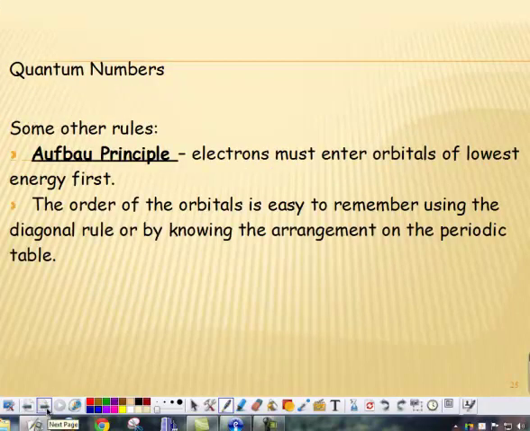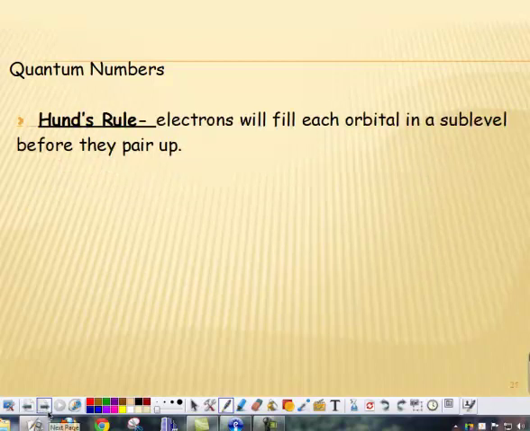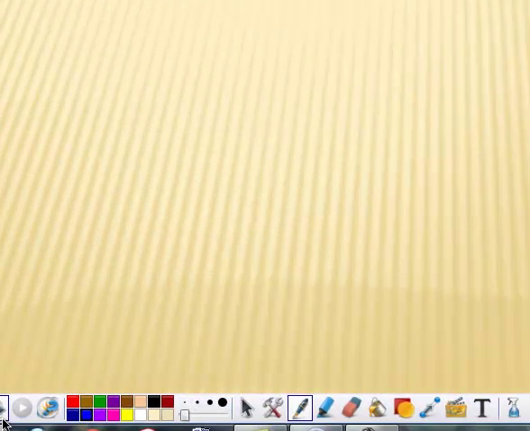The Aufbau principle we already discussed. That said, electrons will enter orbitals of lowest energy first. The easy way to remember that is by the diagonal rule or by the arrangement on the periodic table, going left to right. But we can do the shortcut configuration, so we know that. There's the statement of the Pauli exclusion principle. No 2 electrons can have the same set of quantum numbers. And so, therefore, they all have different electron configurations. And then the last one, Hund's rule, that they will fill each orbital in a sublevel before they pair up. So they fill empty orbitals before they pair up. All right, so that's that. So there's quantum numbers.